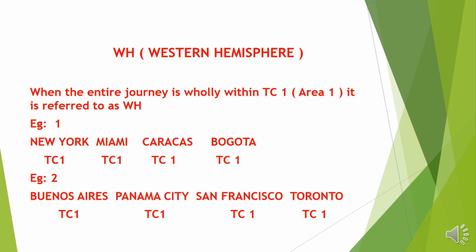Coming down to example number 2: Buenos Aires is in Argentina, TC1. Panama City is in Panama, which is again in the Central American region, it's in TC1. San Francisco is also in TC1 in USA, and Toronto is in Canada, which is also in TC1, and here it is referred to as WH, or the expansion as Western Hemisphere.